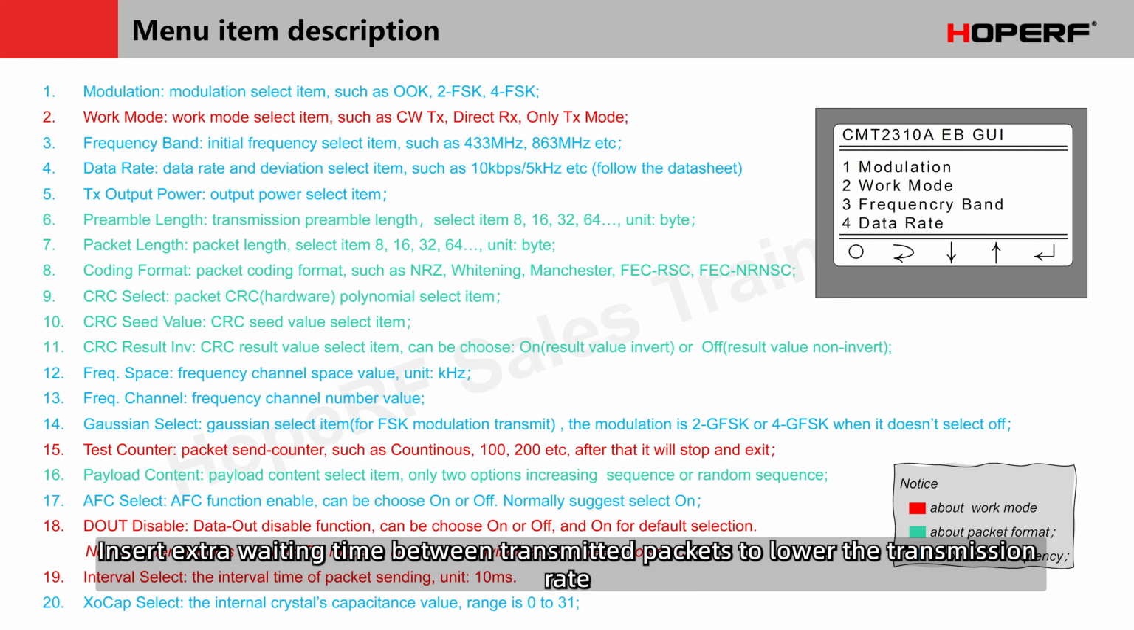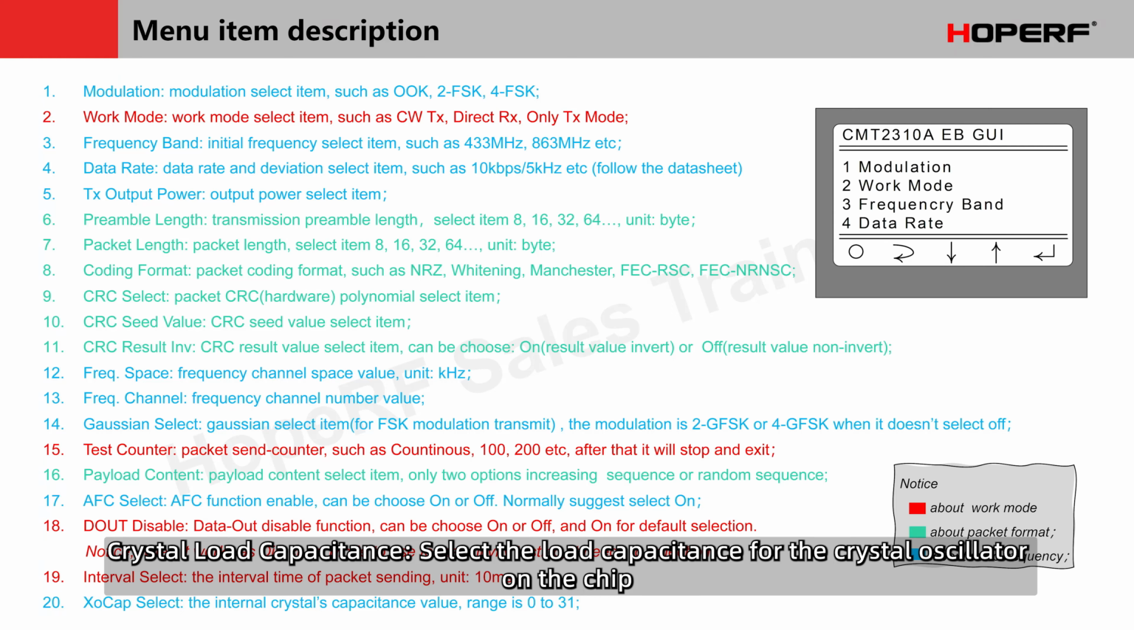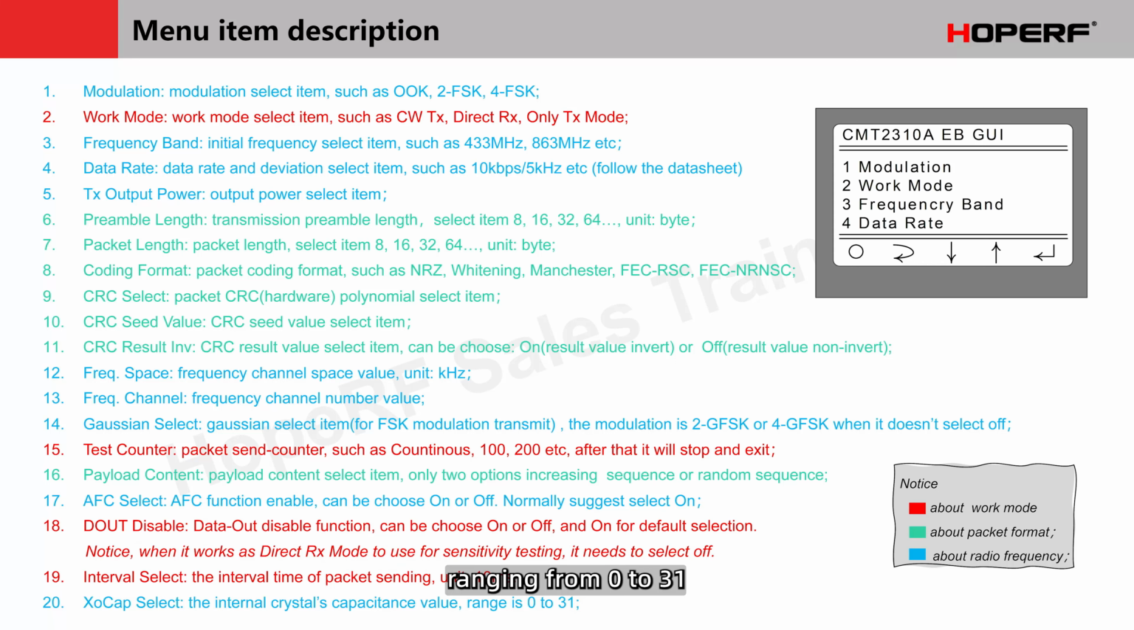Packet interval. Insert extra waiting time between transmitted packets to lower the transmission rate. The unit is 10 milliseconds. For example, a setting of 10 adds a 100 millisecond gap between packets. Crystal load capacitance. Select the load capacitance for the crystal oscillator on the chip, ranging from 0 to 31. Note, this setting only applies to the CMT2310A. The CMT2300A does not have this.